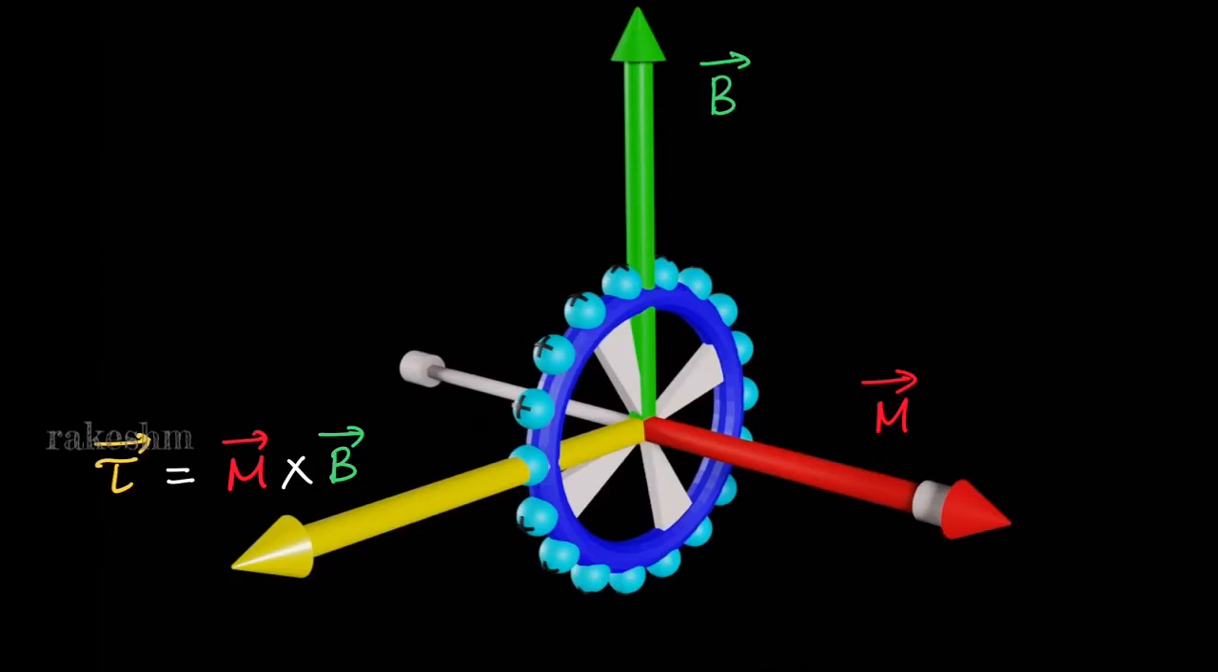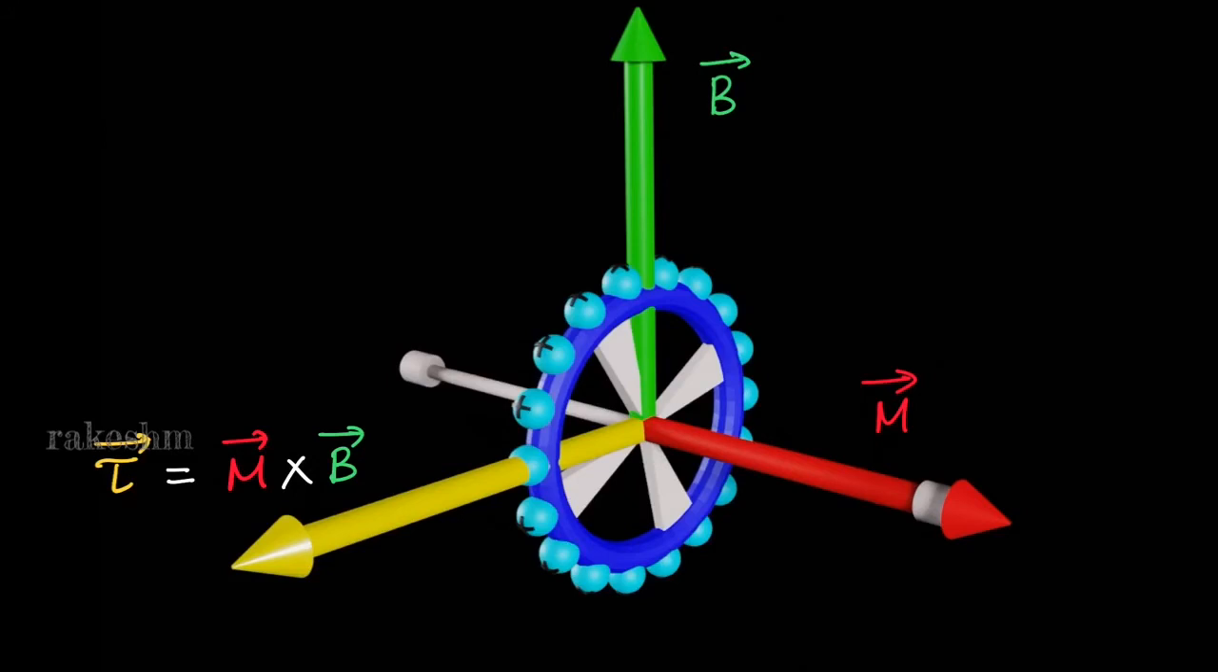It is given that the applied magnetic field is in the vertically upward direction. So I am taking the applied magnetic field in the vertically upward direction. We know that the torque on a current carrying loop placed in a magnetic field is tau bar equals M bar cross B bar. So M bar is in this direction, B bar is in the upward direction. From right hand thumb rule, you can find out M bar cross B bar will be in this direction, perpendicular to both M bar and B bar.